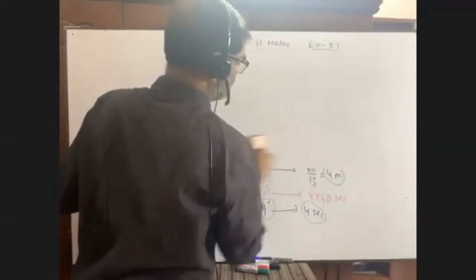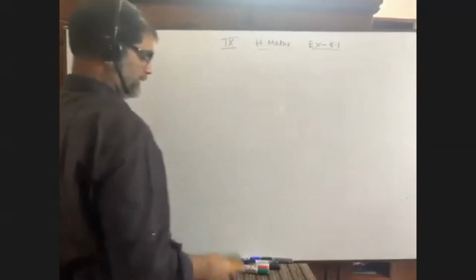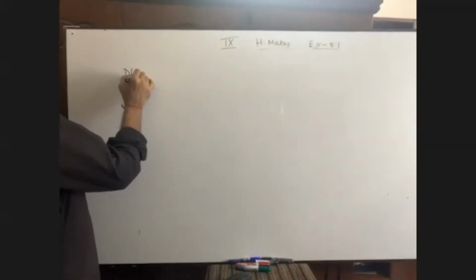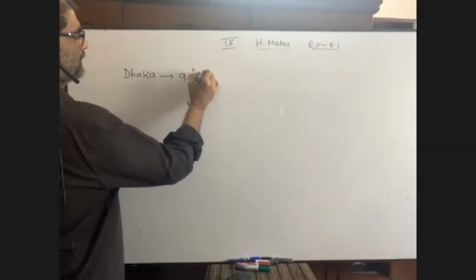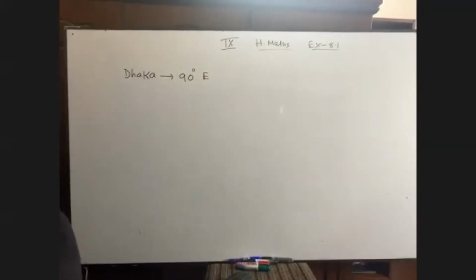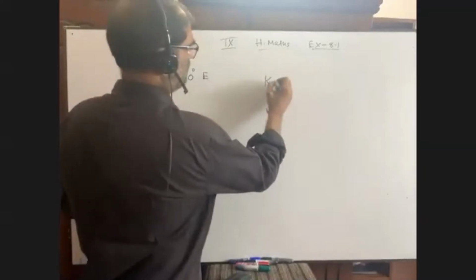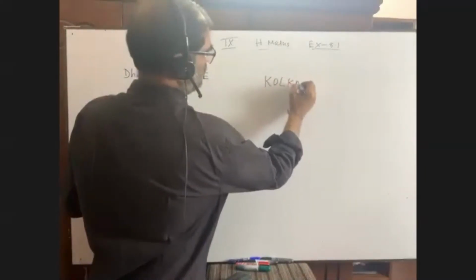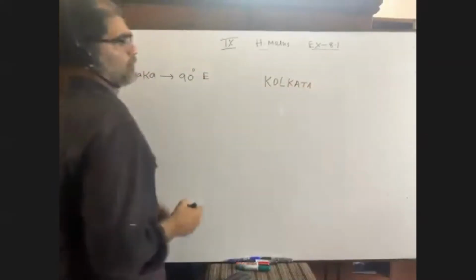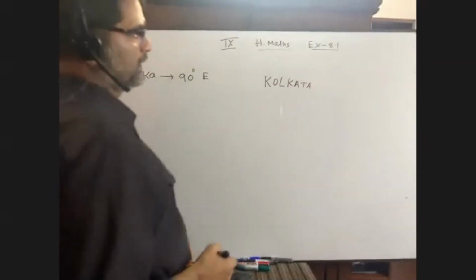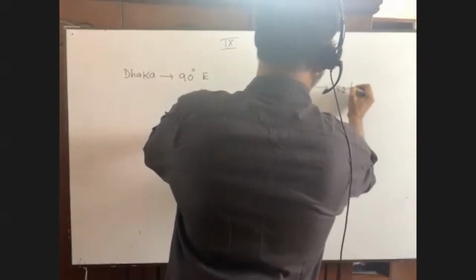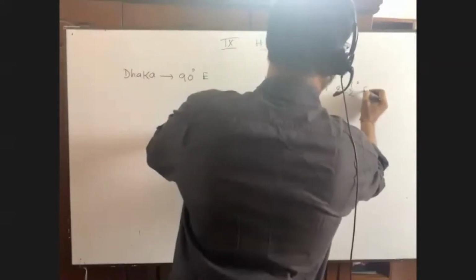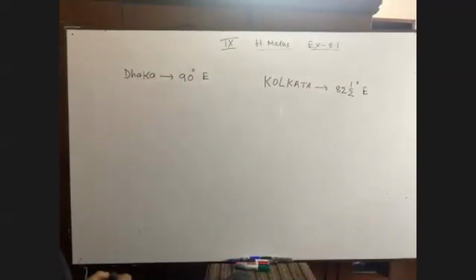Okay. Now you see, Dhaka is considered as 90 degree east. Kolkata is considered as 82.5 degree east.